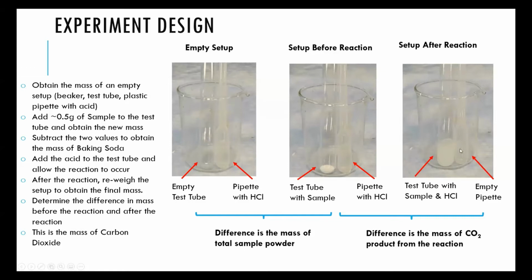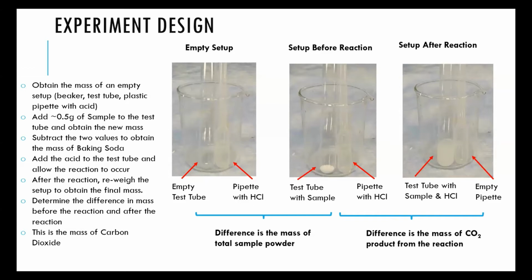Once you do combine the carbonate and the hydrochloric acid, everything is now contained in that test tube. So it's the test tube itself, the carbonate sample, and the hydrochloric acid that was dripped into the test tube. But you'll notice the mass will decrease. As the reaction happens, it's producing carbon dioxide gas, which bubbles away. And so the difference between before and after the reaction is the mass of carbon dioxide that bubbles away.